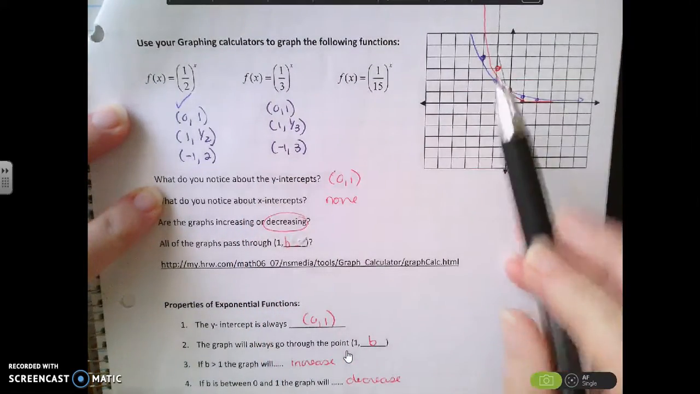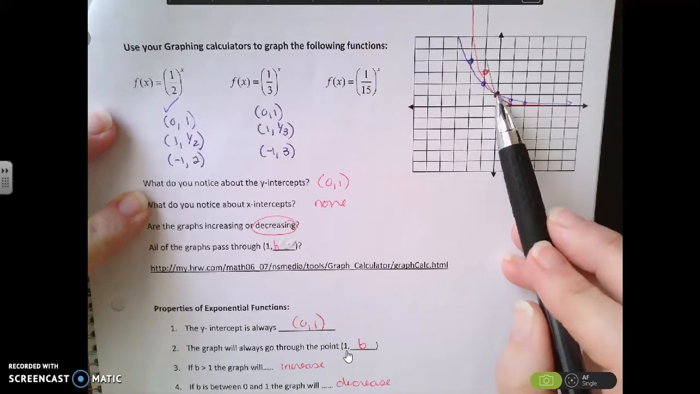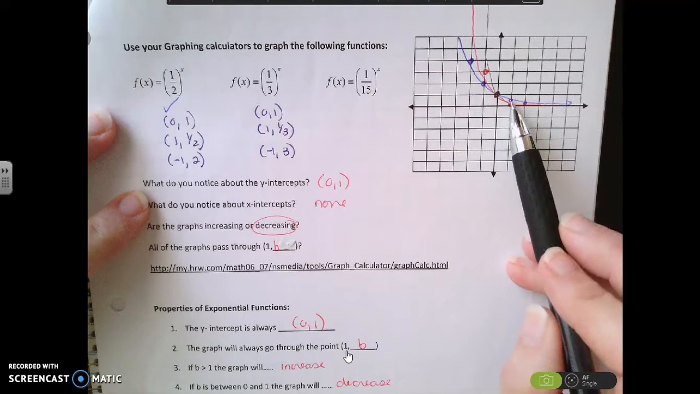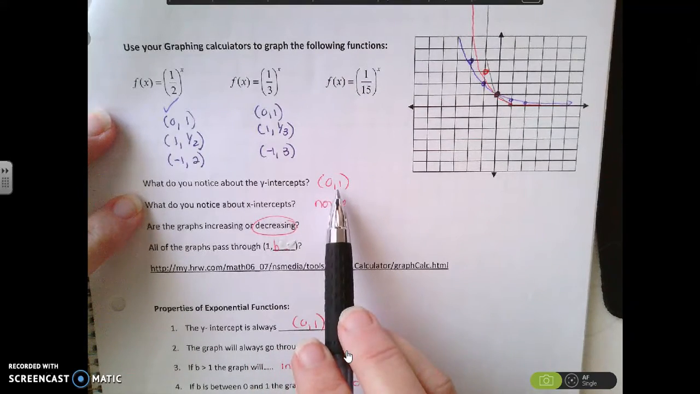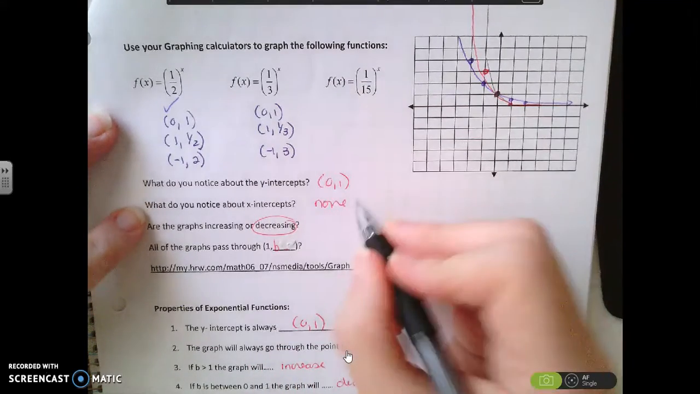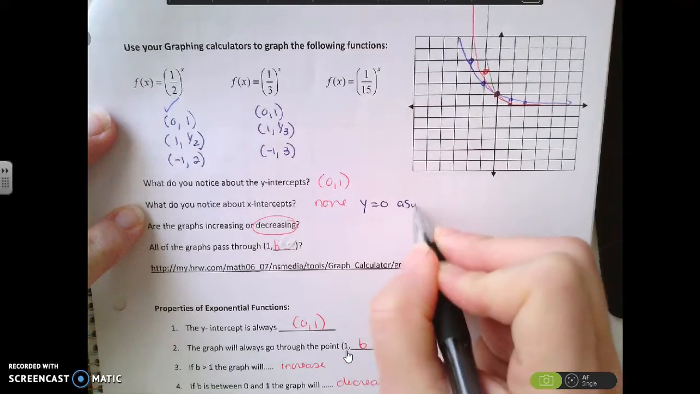So you'll notice that all of these graphs are decreasing. They all again go through (0, 1). They all again go through the point (1, b). So we notice that in this case, again, our y-intercepts are (0, 1). There's no x-intercept, but again, I have a y equals 0 asymptote.